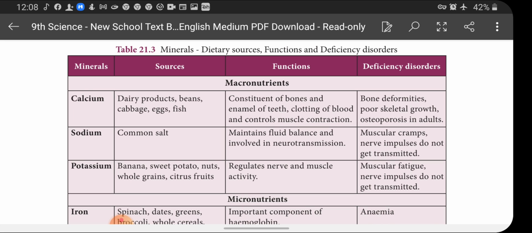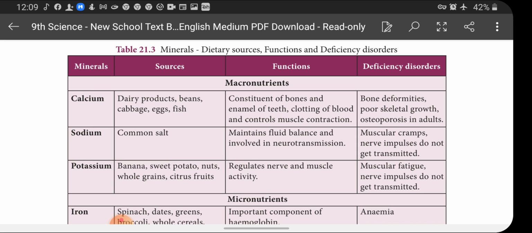Okay, macronutrients: calcium, sodium, potassium are called macronutrients. Dairy products, beans, cabbage, eggs, and fish are rich in calcium, and its functions are maintenance of bones and enamel of teeth, clotting of blood, and controlling muscle contraction. Then deficiency disorders are bone deformities, poor skeletal growth, and osteoporosis in adults. So these are the deficiency disorders of calcium.